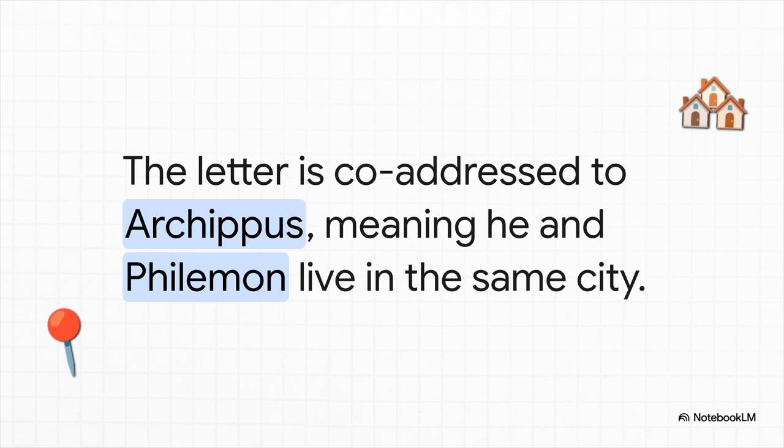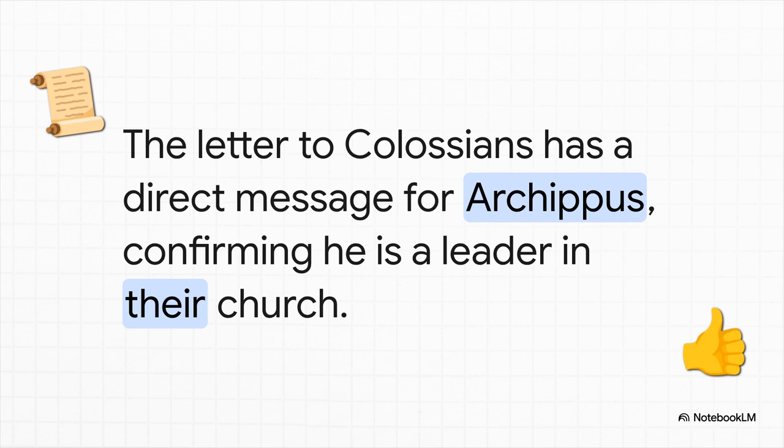Onesimus is the slave of Philemon. Okay, clue number 2, and we're staying in that same short letter to Philemon. The letter isn't just to Philemon, it's also addressed to a man named Archippus. Now, this is the key. It means Philemon and Archippus are in the same circle, part of the same church, they live in the same city.